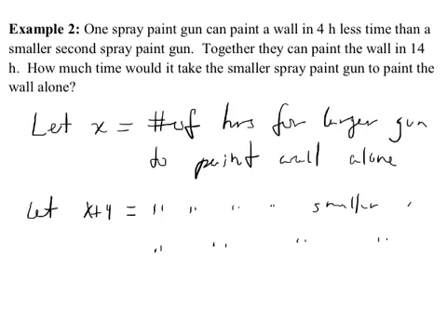Okay? So in one scenario, X is the amount of time it takes for the larger gun. But the smaller gun takes 4 more hours. So we have to say X plus 4 because it's an additional 4 hours. Now, the next part is tough. It's something that you might not see. This is what I want to go over now.